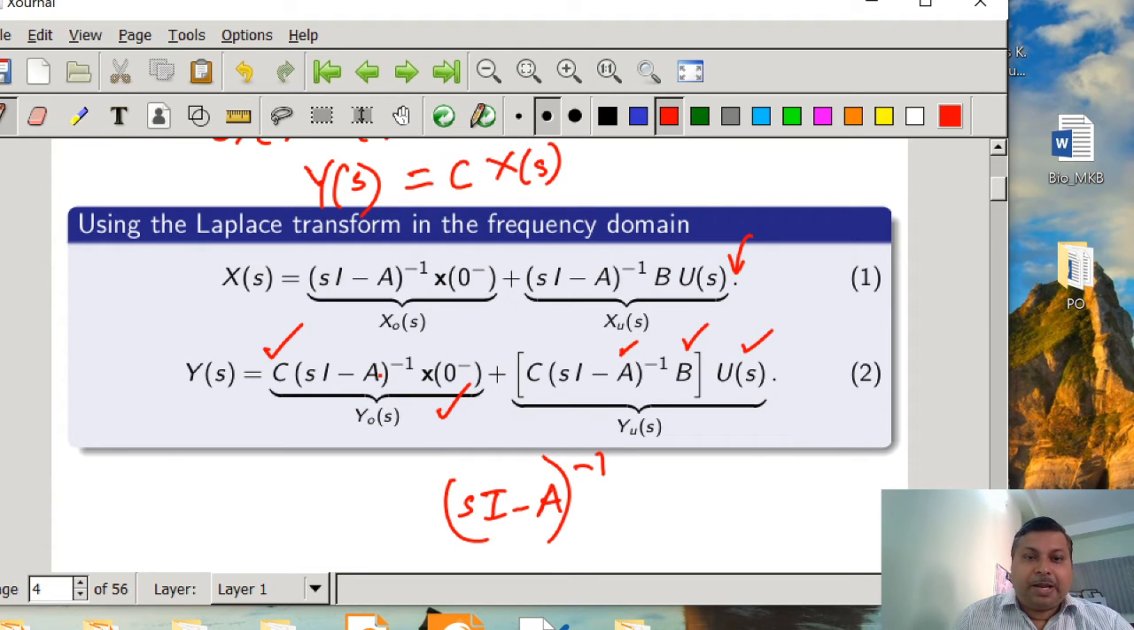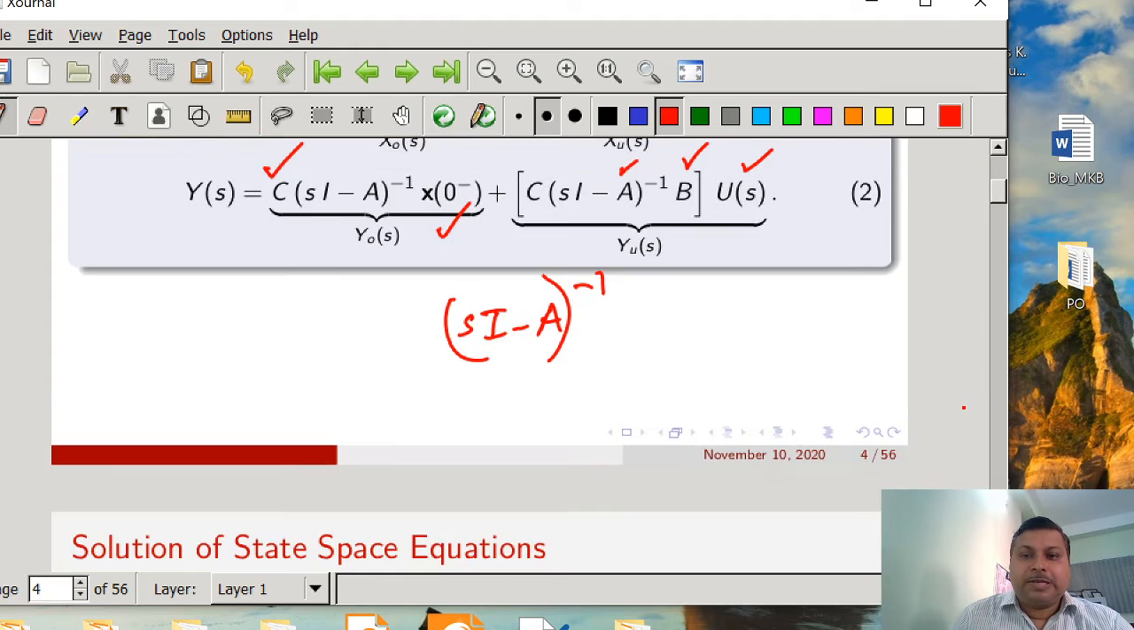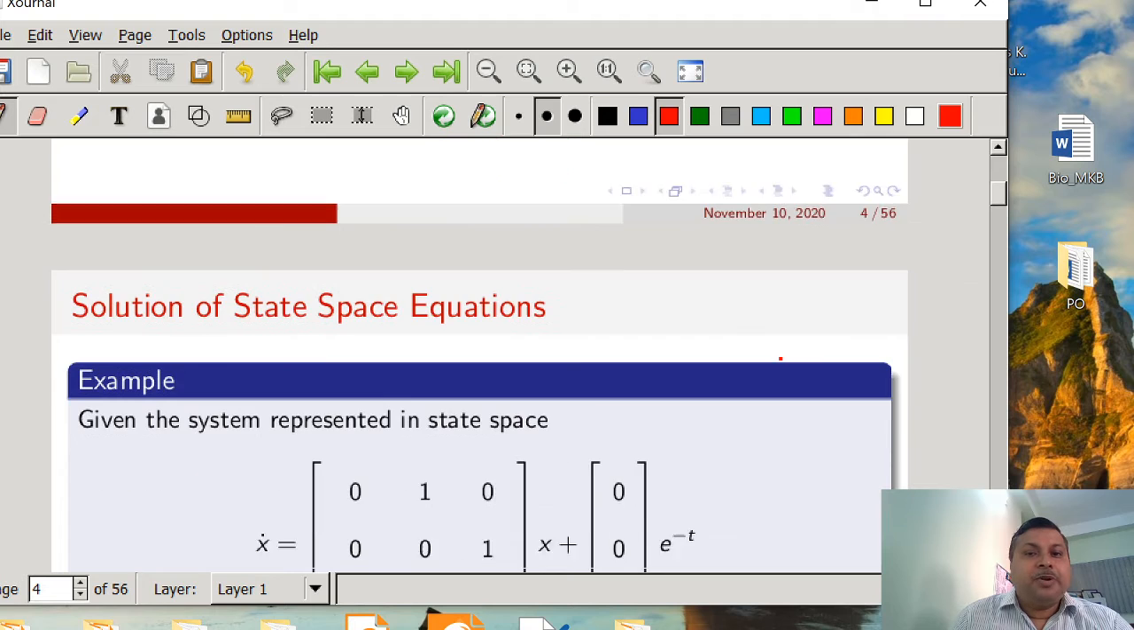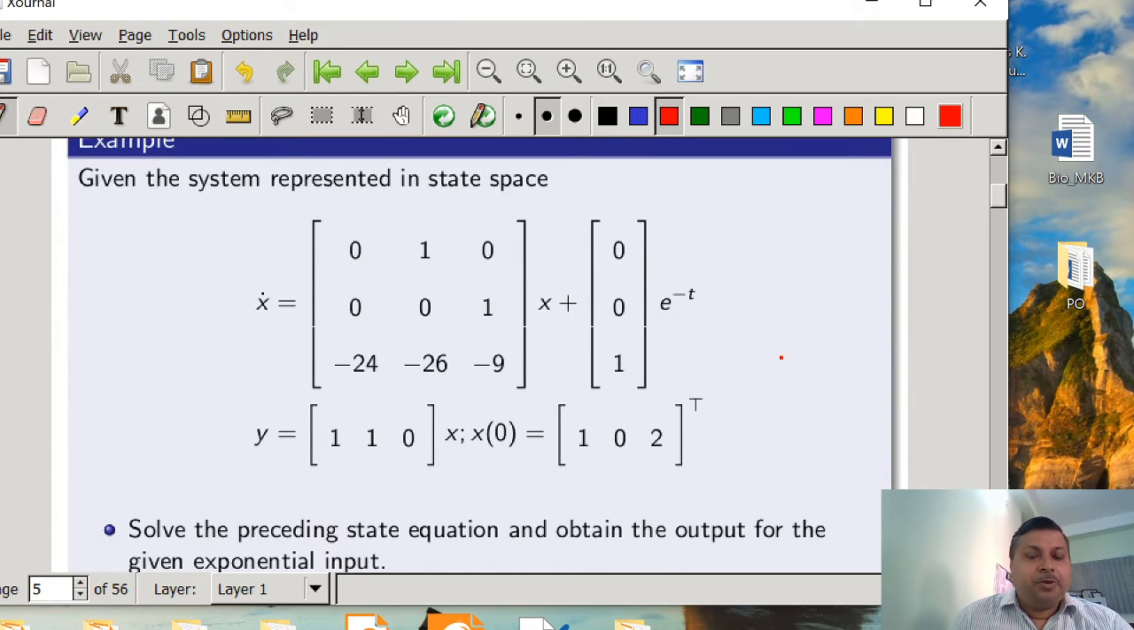We will apply the Laplace transform approach here. That is how we are going to compute the response of a system purely using the Laplace transform approach. We will understand this with an example. Suppose a given system is represented, which is a third order system. The dimension of the A matrix is 3 by 3, and the B matrix has 3 rows and 1 column. Here u(t) equals e to the power minus t, which is the system input.